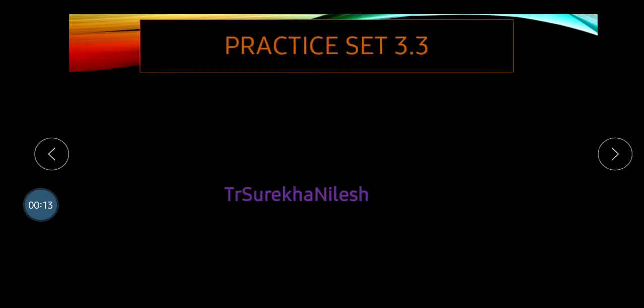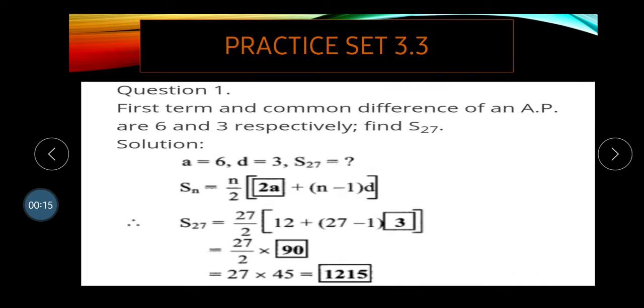Practice set 3.3. Question 1. First term and the common difference of an AP are 6 and 3 respectively. Find S27. In this you need to fill the given boxes. Solution. Here A is 6, that is the T1 is 6. The difference between them is 3 and we need to find S27. This is our given part.